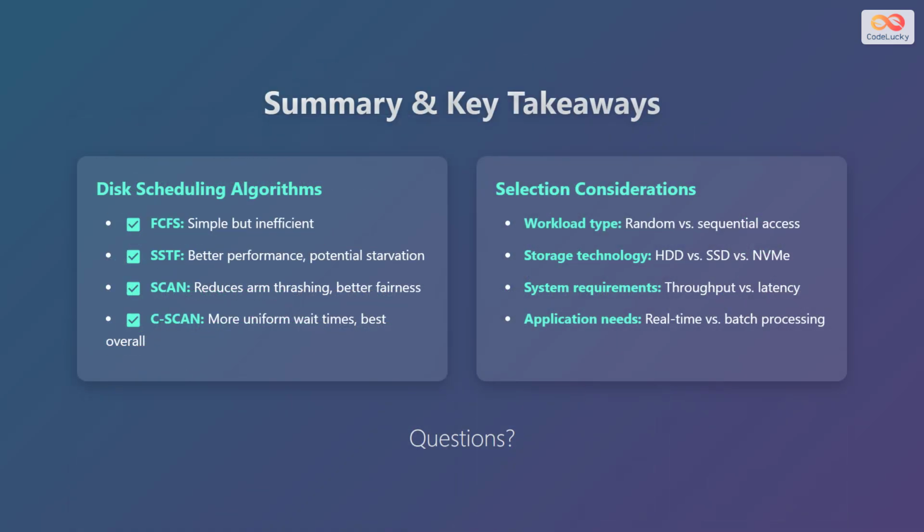In summary, we've covered several disk scheduling algorithms, each with its own characteristics. First come, first served is simple but inefficient. Shortest seek time first offers better performance, but can potentially lead to starvation. Scan reduces arm thrashing and offers better fairness. Circular scan provides more uniform wait times and is often considered the best overall choice. When selecting a disk scheduling algorithm, it's essential to consider the workload type, storage technology, system requirements, and application needs.